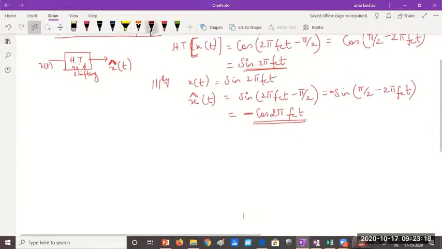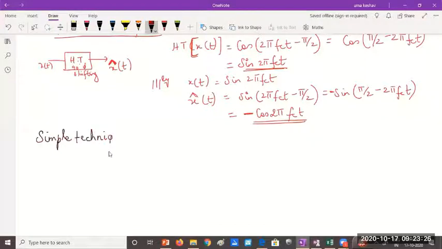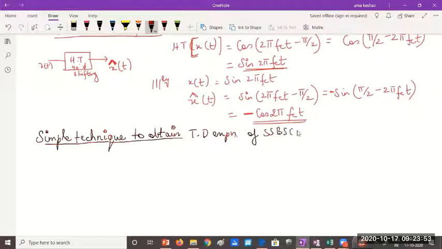Based on this, I'll give you a simple technique to get the time domain expression. Since this was asked in the exam once, or I think in 2 papers, that's why I'm doing this. Though this is not exclusively mentioned in the syllabus, please remember, it is asked. So, a simple technique to obtain, this is not the exact technique. I'm just giving you an easy way to obtain the time domain expression of an SSB SC signal.